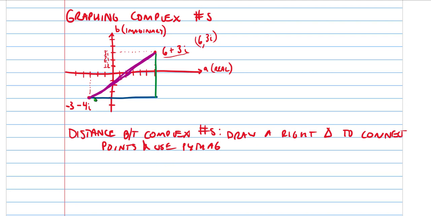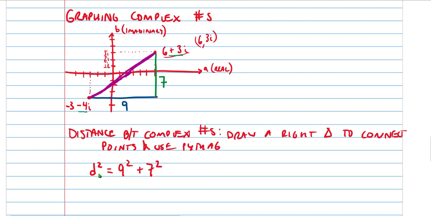Pythagorean theorem. So how many units is it from negative 3 to 6? That is 9 units. How many units is it from negative 4? We're just using the imaginary part here. So negative 4 up to 3, that is 7 units. So all I do, Pythagorean-wise, would be that the distance between these 2 points, I'm going to call that distance d, squared equals 9 squared plus 7 squared. That is simply the Pythagorean theorem.